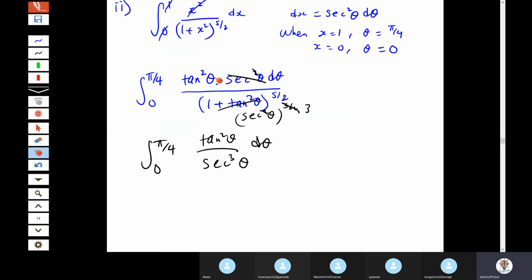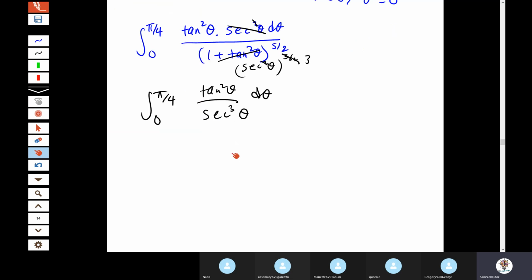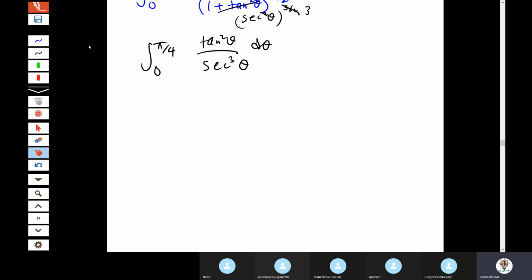I needed sines and cosines. So guess what I'm going to do with this? Change it all to sines and cosines. I don't stop. I don't go, oh my God, tan squared on sec cubed, I don't know what to do. It kind of gave you the hint. If you do exam questions, you'll understand that more and more. All right, move on. Back to this.